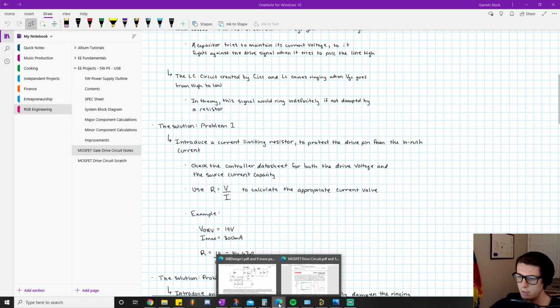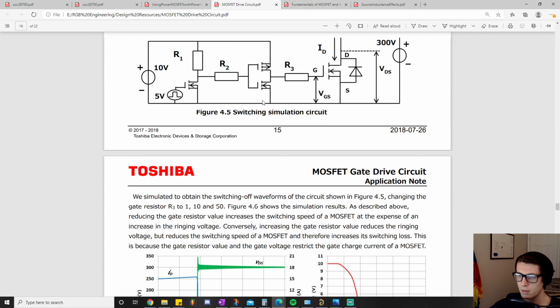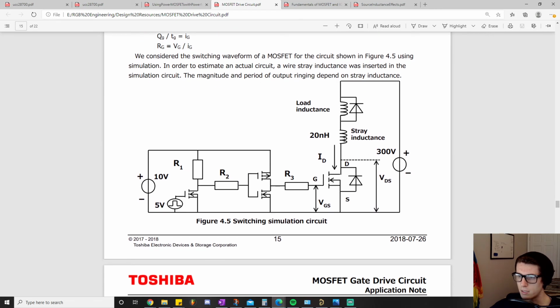So let's see if we can find a good example. So this is the circuit that they use, but this is kind of confusing, so try to just block out everything right here and just know that this value right here will limit the current to the gate. And imagine the 14 volt source is just coming from right here.